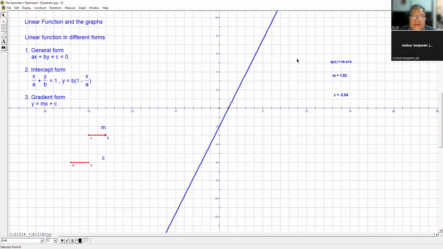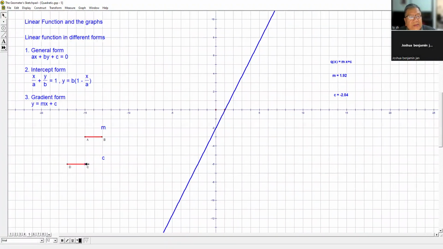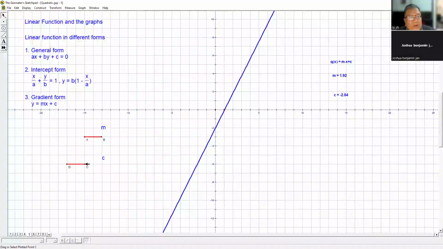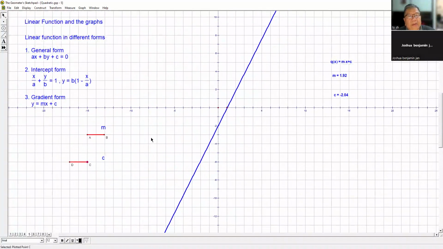So these are the two parameters. Okay, one more time. This one controls the y-intercept. Apa macam ini?